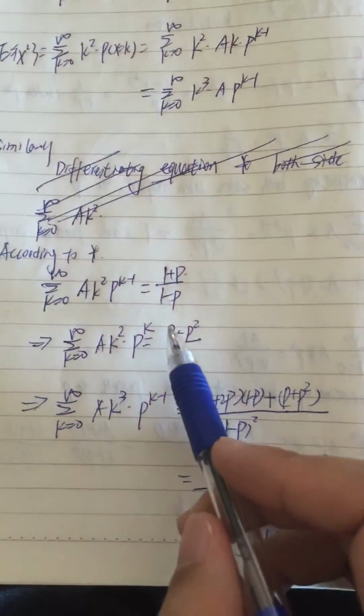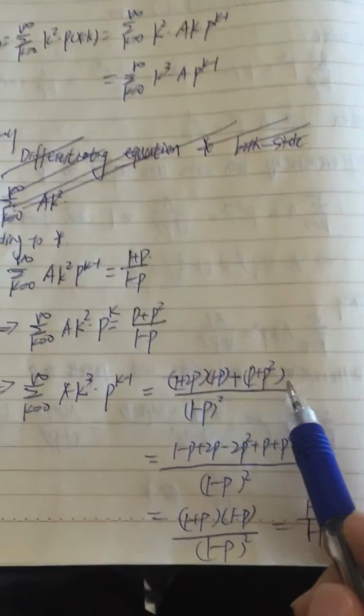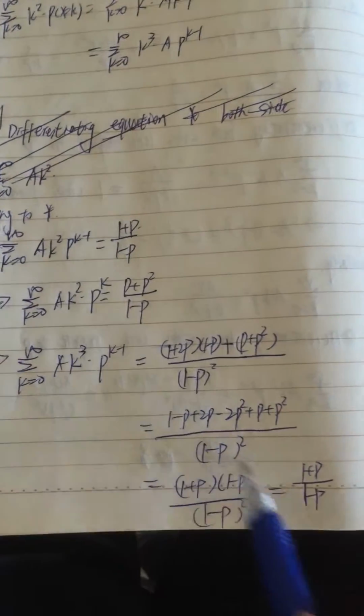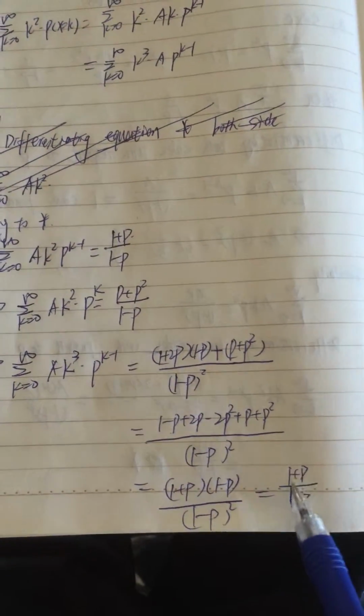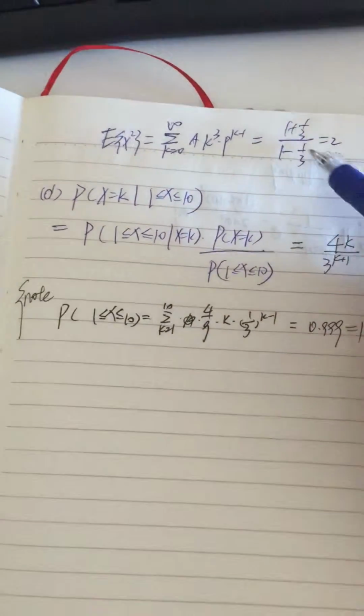For the right part, we differentiate with respect to p, and then we get this part, which is also the same as 1 plus p over 1 minus p. So this is also equal to 2.